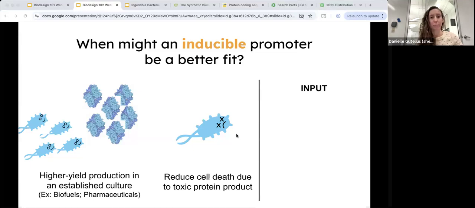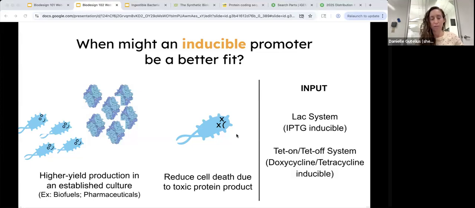Two really popular examples of inducing agents that get used in these types of situations: one is IPTG, and that comes from the lac operon system. The other is doxycycline, which is an antibiotic, and that comes from the TET on, TET off system. So if you wanted to use an inducible system like these, you would incorporate genetic circuits with the lac system or the TET system to use those as inducing agents.